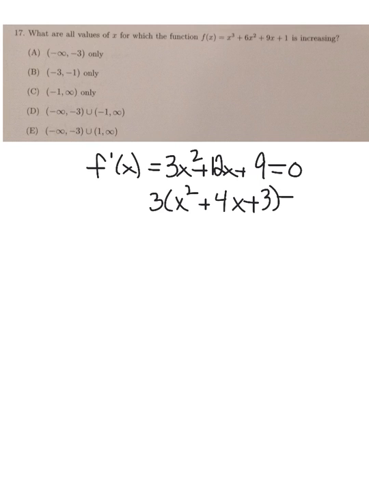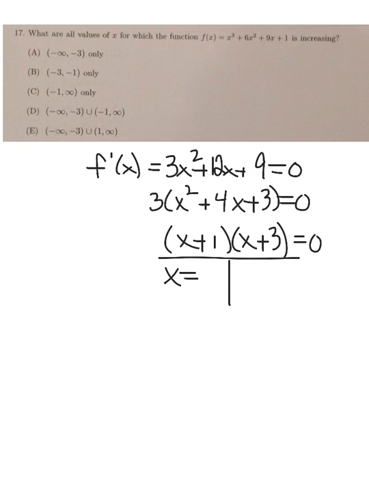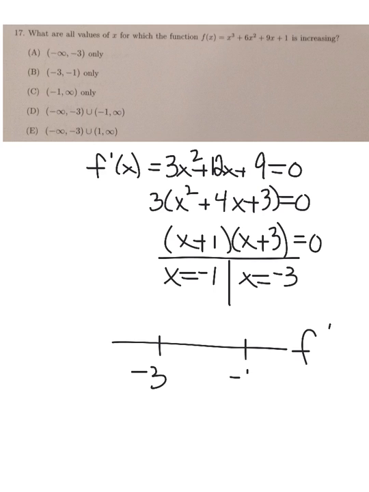Makes it a little bit easier for you to factor. So that's going to be x plus 1 and x plus 3. And so I have 2 zeros: x equals -1 and x equals -3. So I'm going to do a sign chart for the derivative, and I've got -3 and -1, right? Now you can plug in values, but I do see that my derivative is a parabola pointing upward. So that means that I have plus, minus, plus.